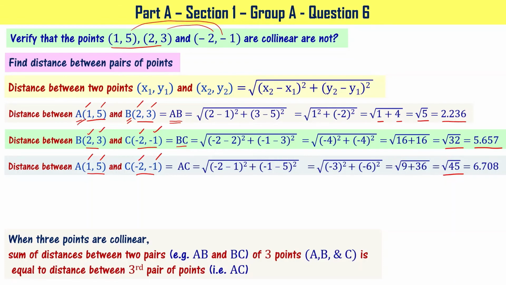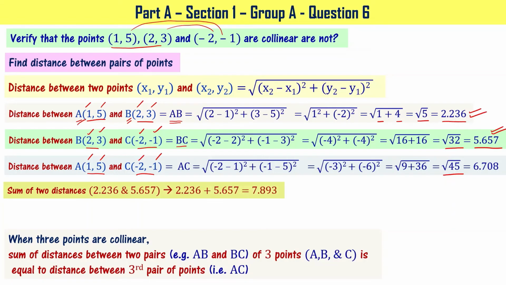We want to take the sum of two line segments and see whether that matches the third line segment, right? For that, you have to take the smallest possible numbers first and sum them and see whether the third one is equal to the sum or not. In this case, I am taking 2.236 and 5.675 and summing them. The sum is 7.893, whereas you expect it to be 6.708 when it is a set of collinear points.